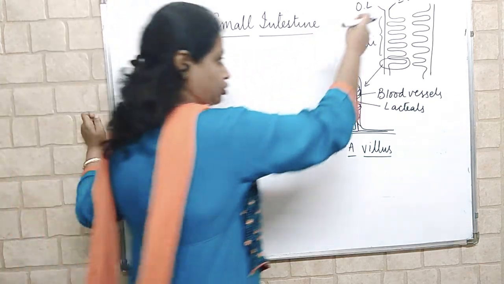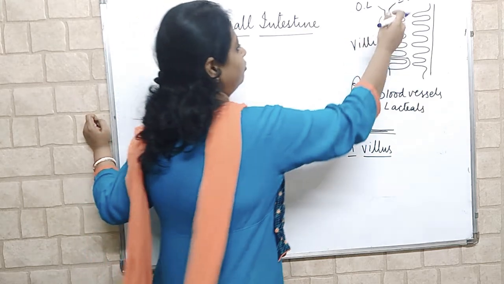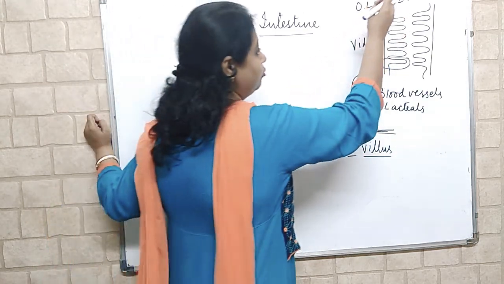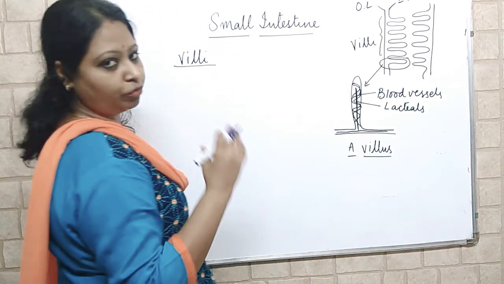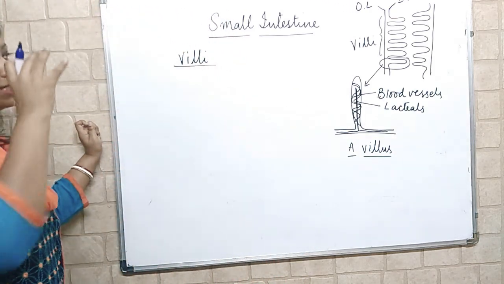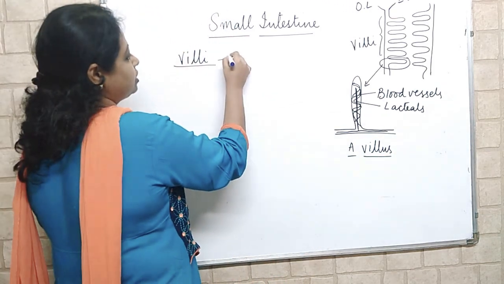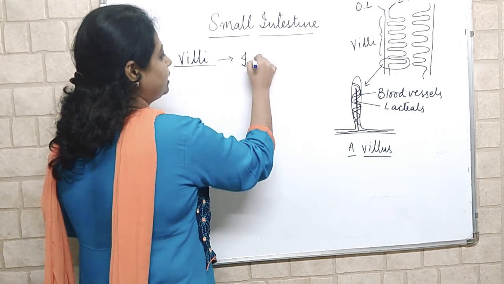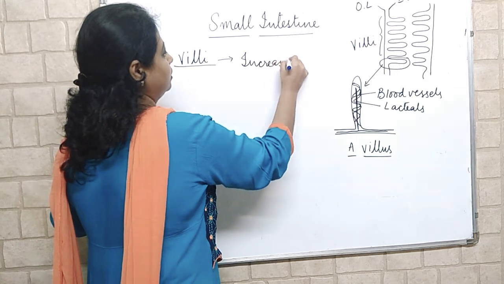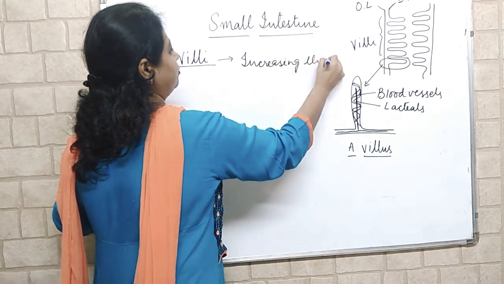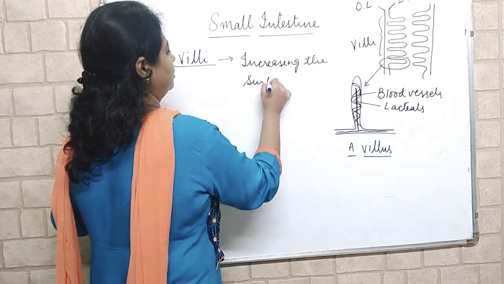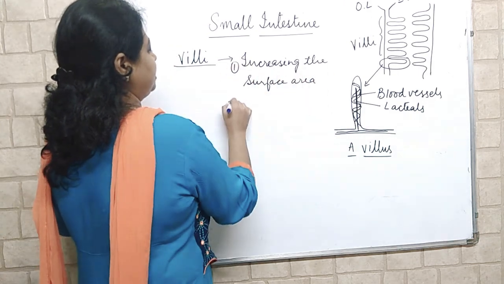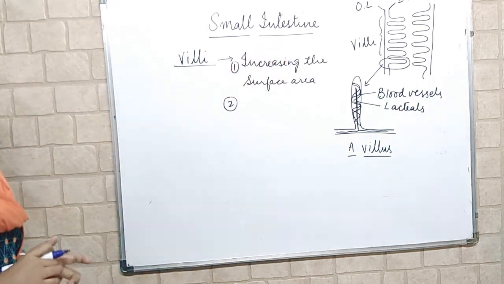Further, when we look under a microscope, we will see they are divided further into microvilli. So what exactly is the function of villi? Villi help in increasing the surface area.